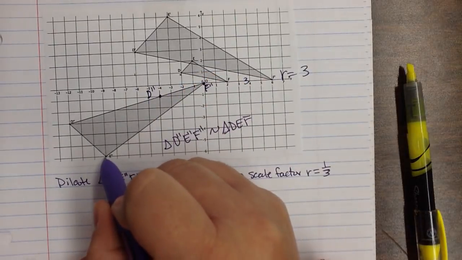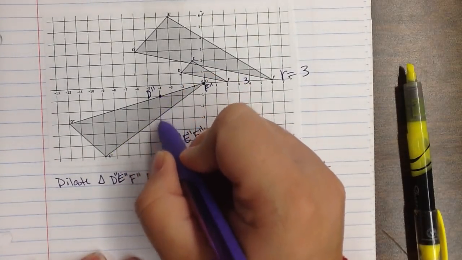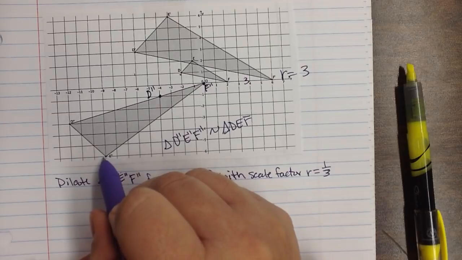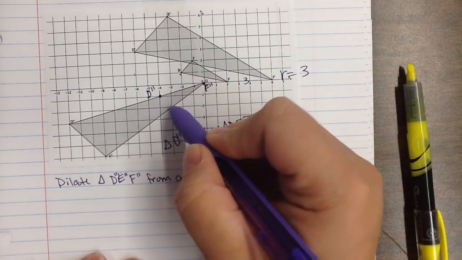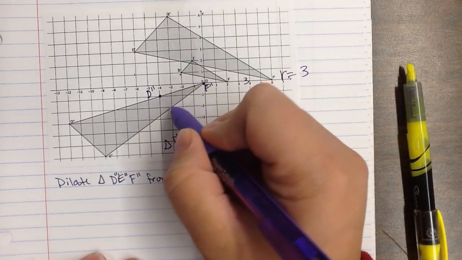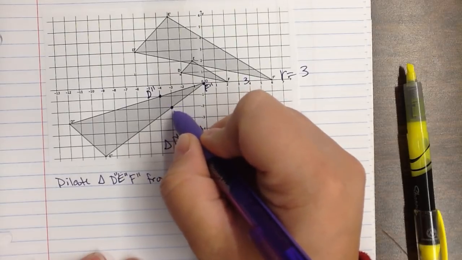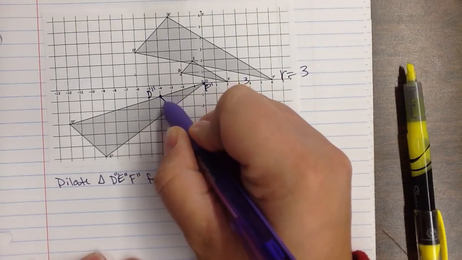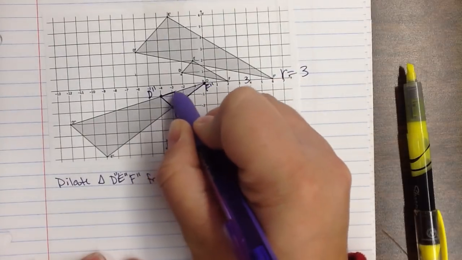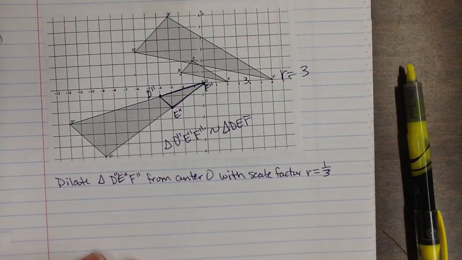D double prime, E double prime. 1/3 of (9, -9) would be (3, -3), and 1/3 of (6, -6) would be (2, -2). Then we would have to prove congruence, that they overlap.